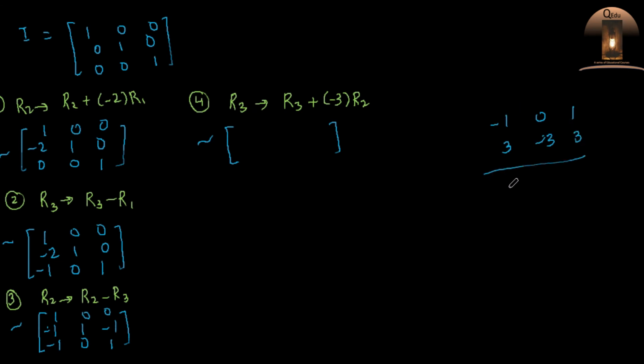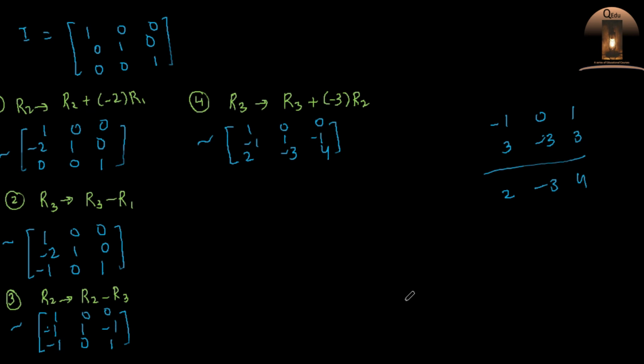So you will get from here 2, minus 3 and then 4. So write these elements in the place of the third row, which are 2, minus 3 and then 4. The elements of the first and second row will be the same from the last matrix, which are 1, 0, 0, and then minus 1, 1 and minus 1 will be the same in the second row. So now this was the fourth operation.